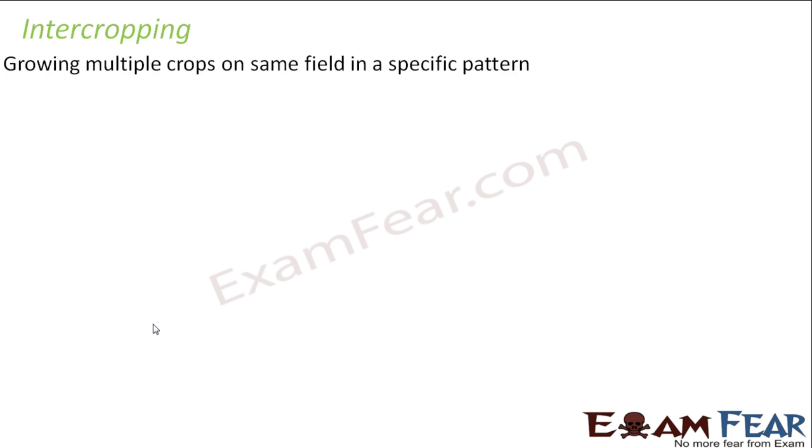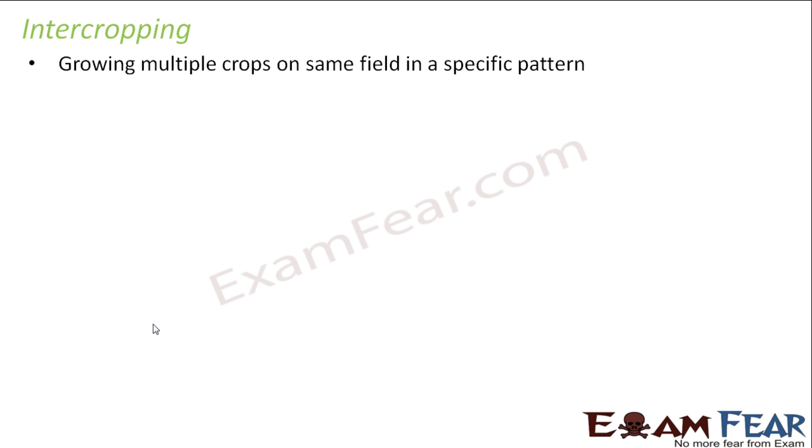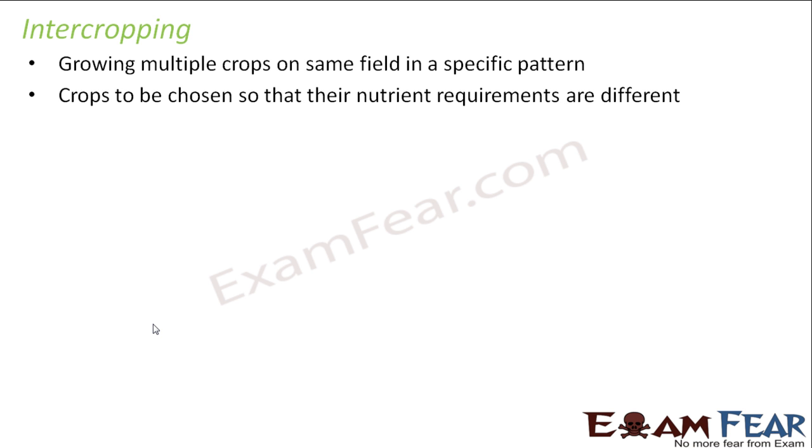Next is intercropping. In intercropping, we grow multiple crops on the same field in a specific pattern. In mixed cropping, it was like on the same piece of land, somewhere you have wheat, somewhere you have barley. But when we talk of intercropping, you will arrange the wheat plants in a specific pattern. Again, you will arrange the barley in a specific pattern. So a specific pattern has to be followed.